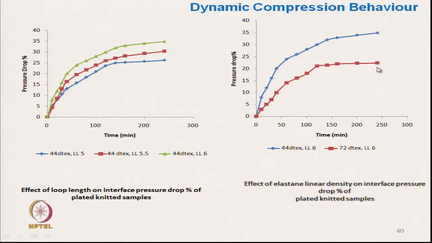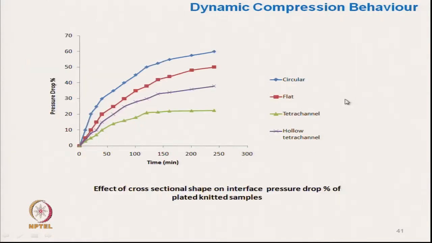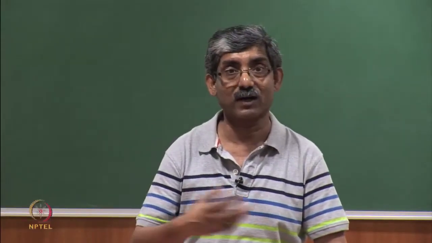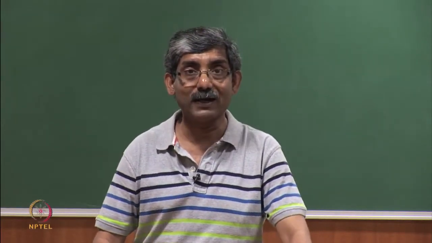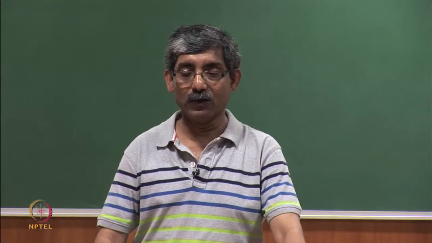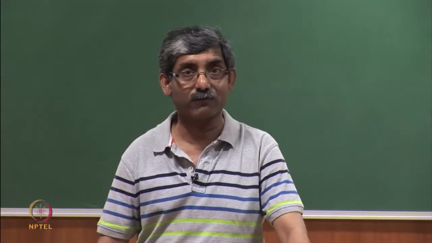So, coarser elastane will have less pressure drop. Another study was conducted on the different types of fiber cross-sectional shape. Polyester filament knitted fabric was used, and all the fabrics were made of the same structure and same loop length, and the filament linear densities were the same. The only thing is that their cross sections were different.